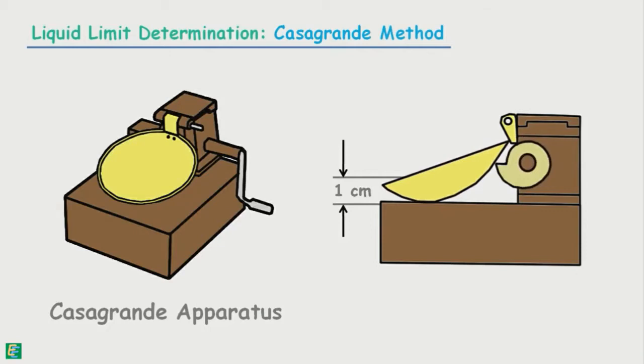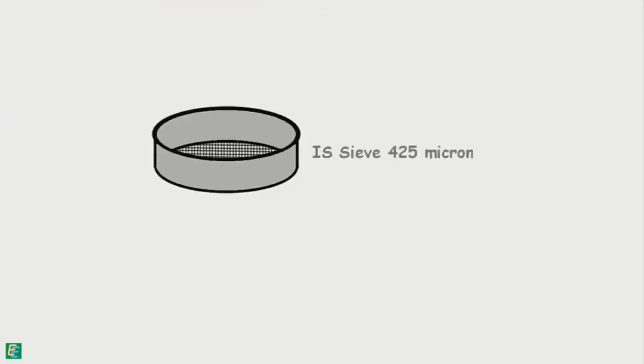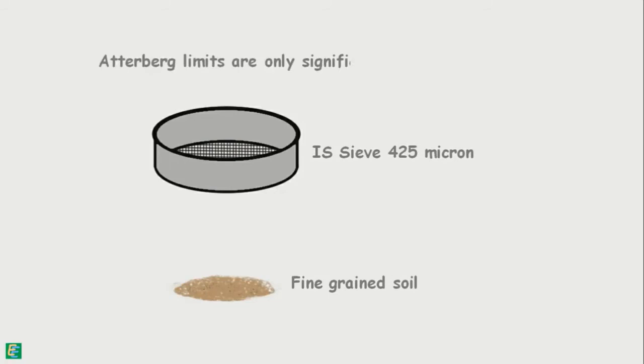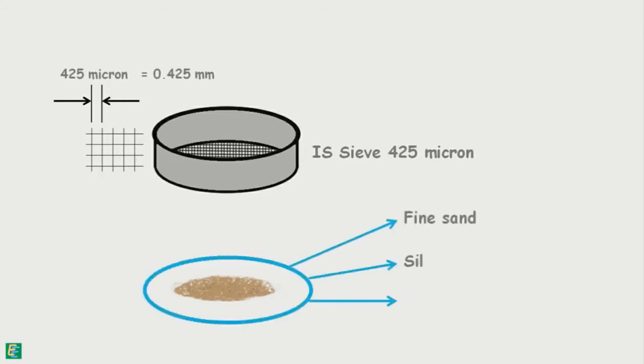To begin with, we take the soil sample and air dry it. Then we pass it through the 425 micron IS sieve to get the fine grained soils only, because we know Atterberg limits are only significant for the fine grained soils. 425 micron IS sieve has its mesh openings of 425 micron or 0.425 mm. The particles we get after the sieving are all of the size less than 0.425 mm. These particles include fine sand, silts and clays.